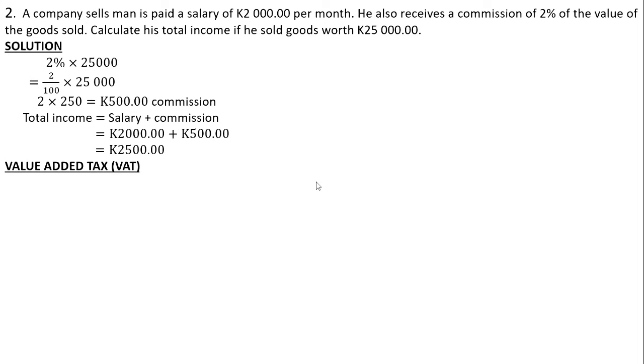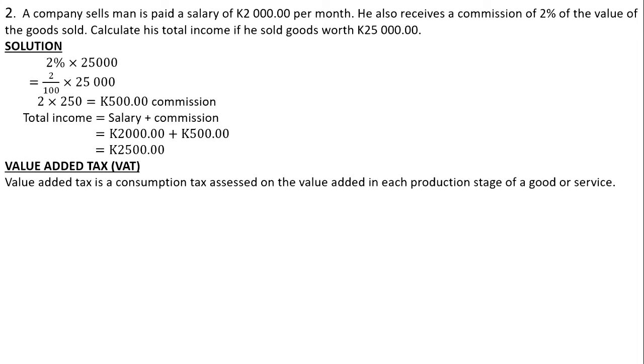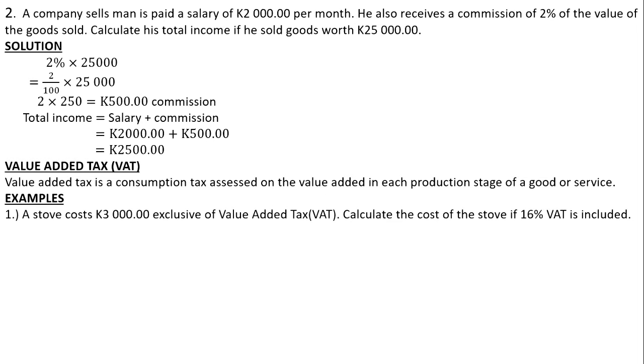Value-added tax, VAT. Value-added tax is a consumption tax assessed on the value added in each production stage of a good or service. Examples: a stove costs 3,000 kwacha exclusive of value-added tax, VAT. Calculate the cost of the stove if 16% VAT is included. So we are going to say the cost of the stove is 16% of the cost of the stove, which is 3,000 kwacha, plus the cost of the stove itself.